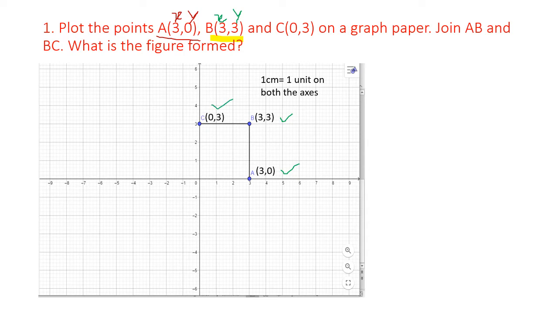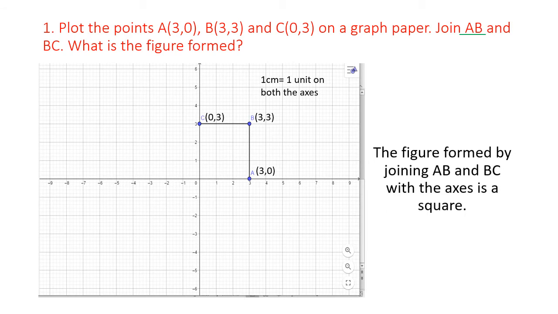Once you write down these 3, they have told us to join AB. So you have this A and B here. So we join AB, and we are supposed to join BC. And the next question that is given to us is, what is the figure formed when you join these points? So what figure do we see, children, here? We see a square being formed. Yes, you can see a square being formed. So what we say is the figure formed by joining AB and BC with the axis is a square.